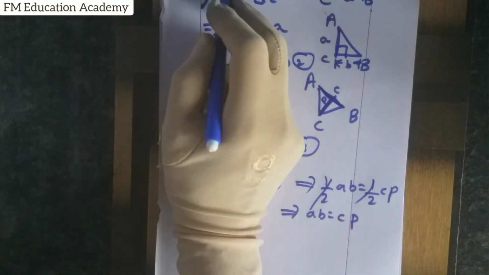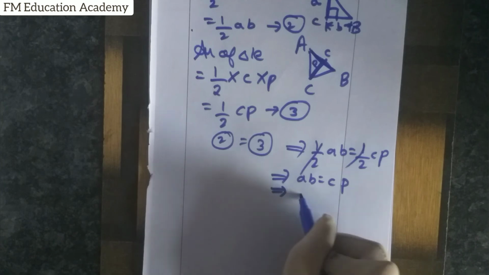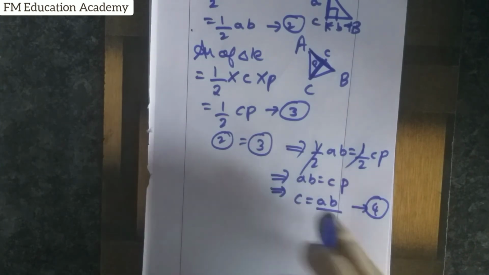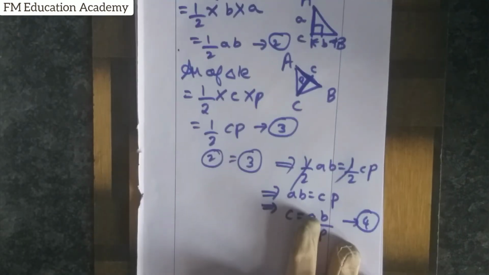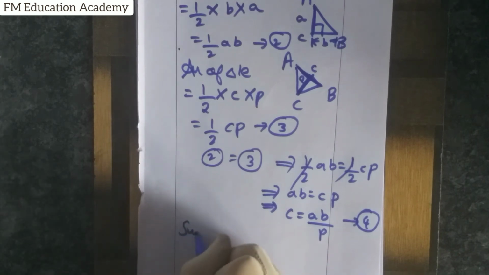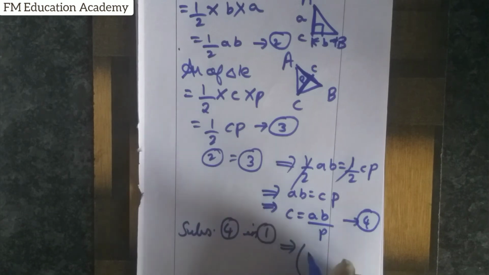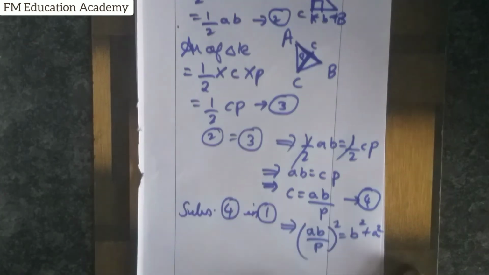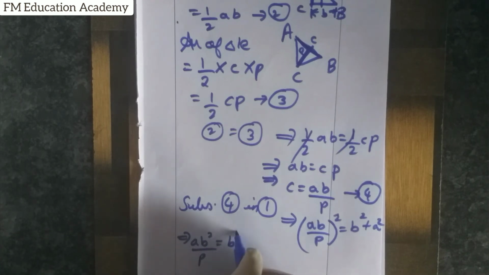Now in this equation I need the value of c. So c is equal to ab by p. Let this be the fourth equation. This fourth equation we will substitute in the first equation. So the value of c is ab by p. So we are substituting equation 4 in equation 1. In place of c, if you substitute (ab by p) whole square, it is equal to b square plus a square. Now this square belongs to numerator as well as denominator. So it becomes a square b square by p square is equal to b square plus a square.